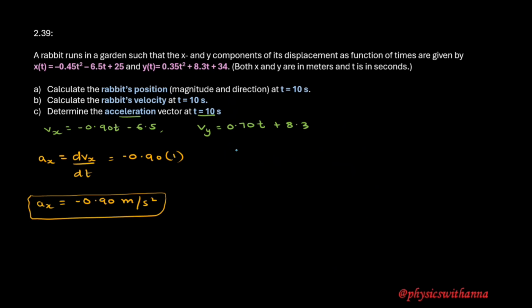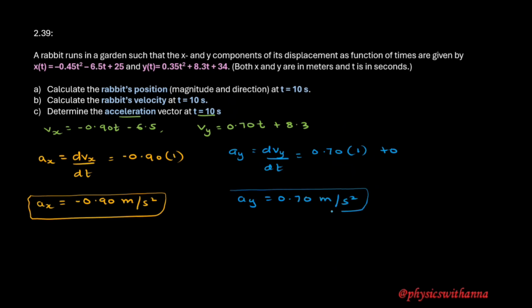Then we do the same thing for ay. Ay will be dvy over dt, which is derivative of the y component of velocity. So we keep 0.70 as it is. Derivative of just t is 1. 8.3 is a constant which is not multiplied with time, so derivative of 8.3 will be 0. So you are left with ay equals 0.70 meters per second squared. Again, there is no time t here, so we don't need to substitute 10 seconds. Acceleration along y will be this value.